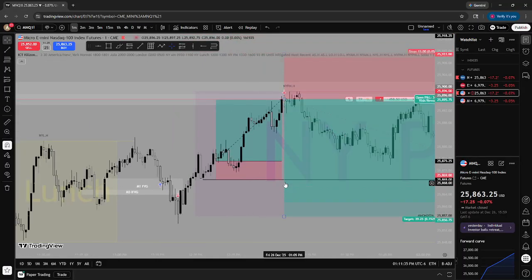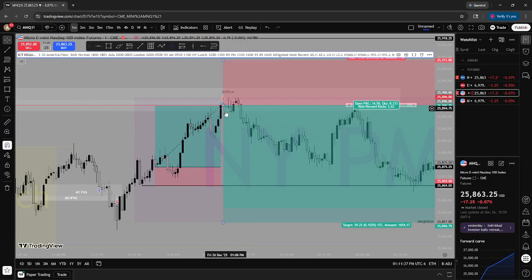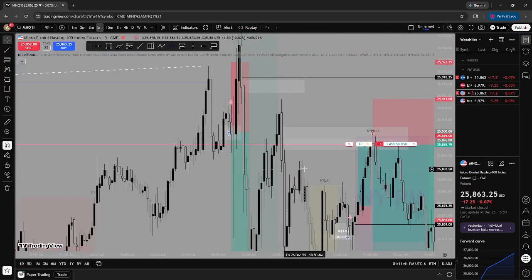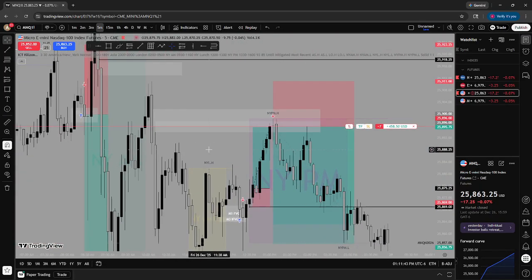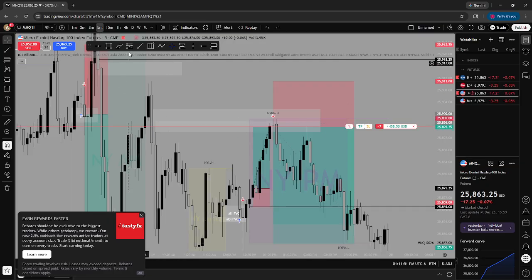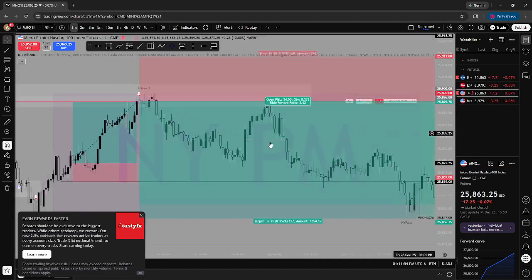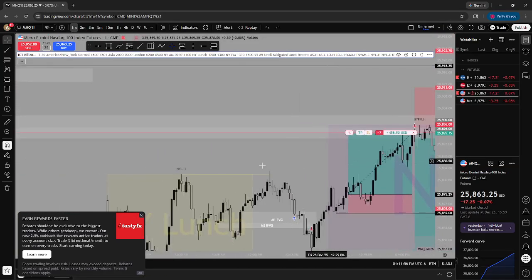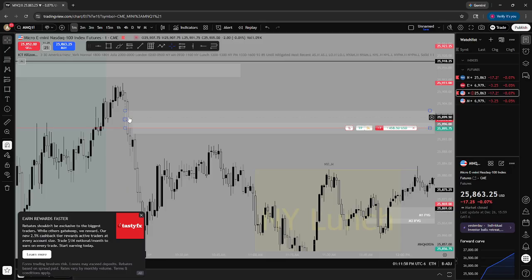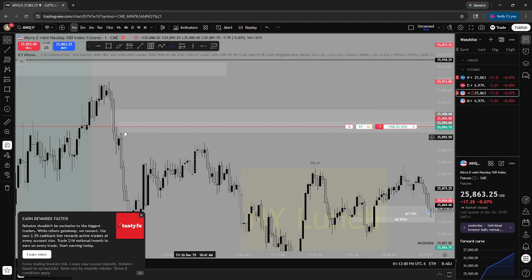So, here was my main setup right here. I could just start with this. I think it was the 5 minute time frame. Oh my gosh, I can't see anything. Okay, so you can see we had a fair value gap right here. Drop down to the 1 minute time frame. We had this bigger fair value gap right here.